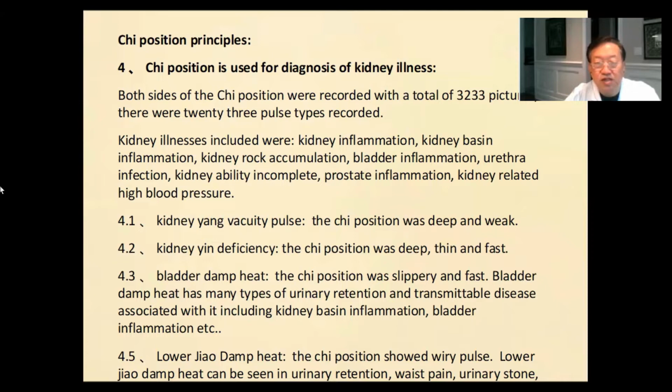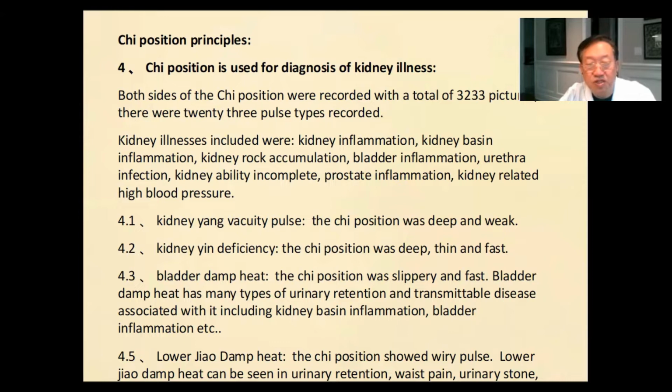4.1 Kidney yang vacuity pulse. The Chi position was deep and weak. 4.2 Kidney yin deficiency. The Chi position was deep, thin, and fast. 4.3 Bladder damp heat. The Chi position was slippery and fast.